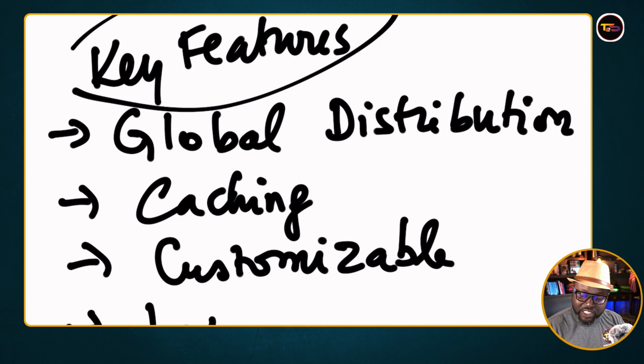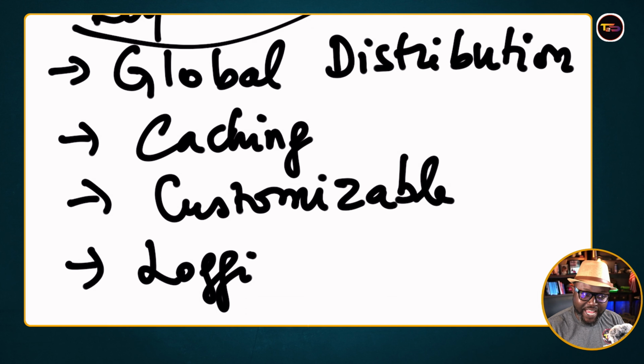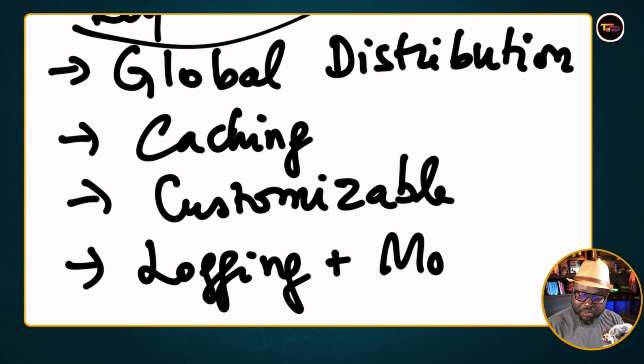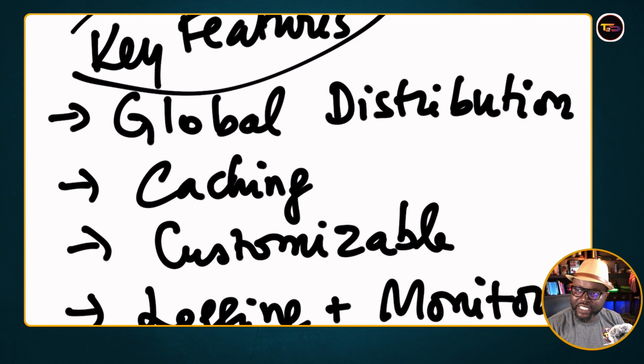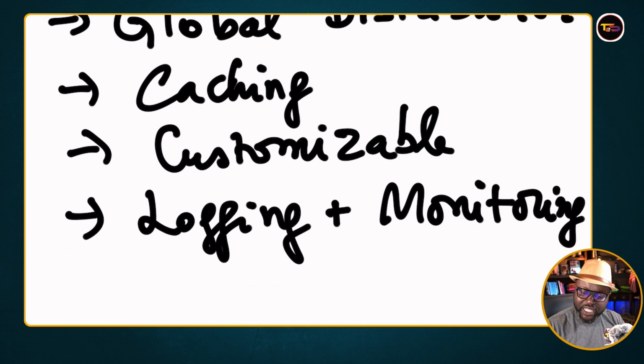The last one is logging and monitoring. It integrates with, in the case of AWS, CloudWatch, which is a logging and monitoring tool. It allows you to check the logs and know what's going on. So that's pretty much about the key features that come with CloudFront. The use cases are many.